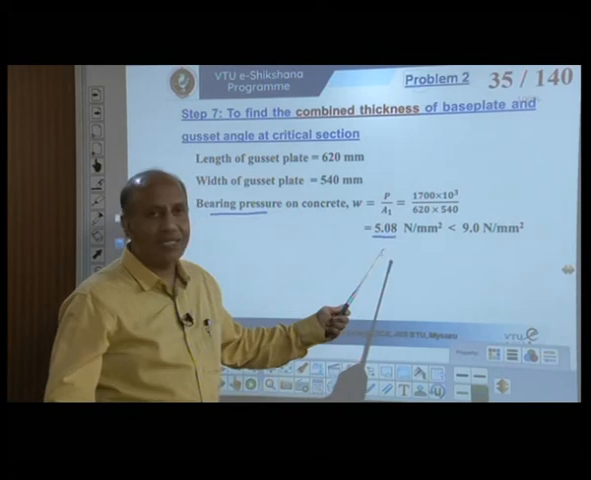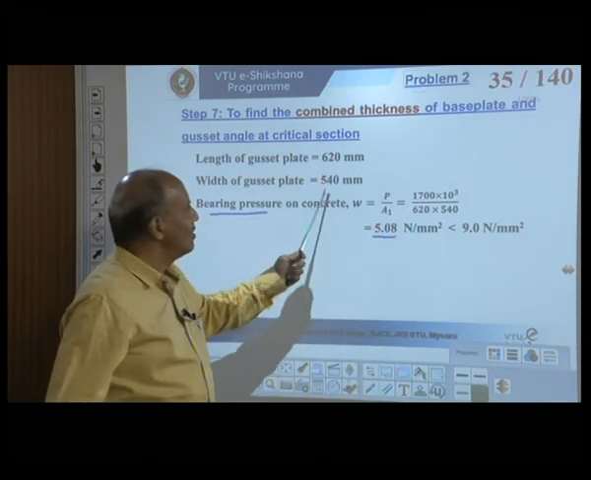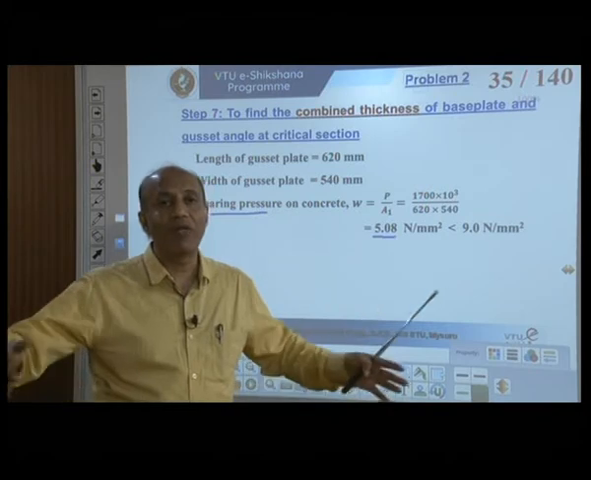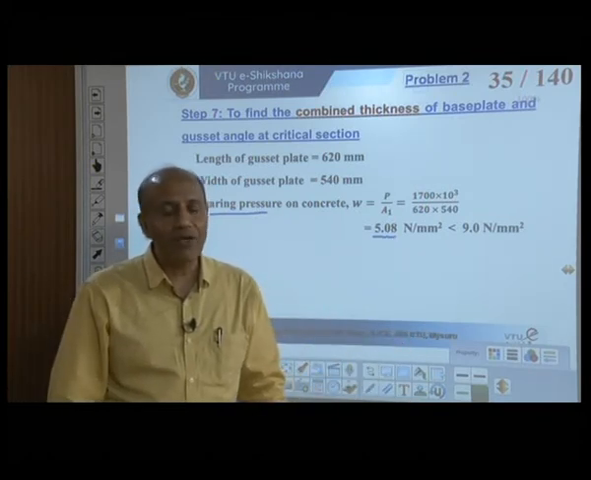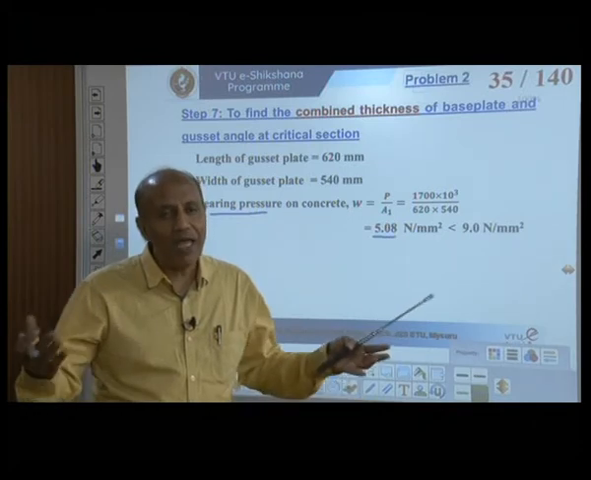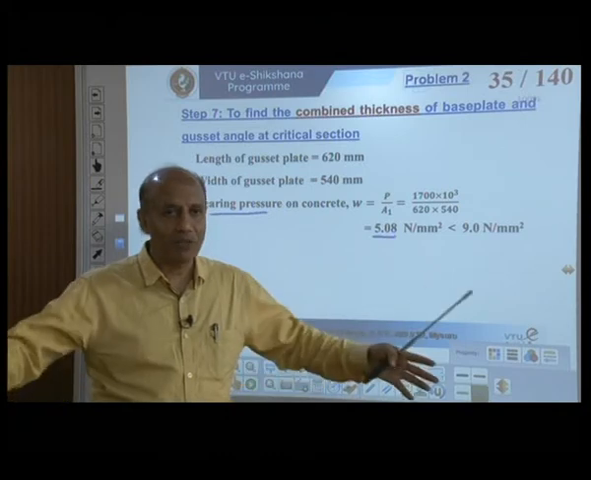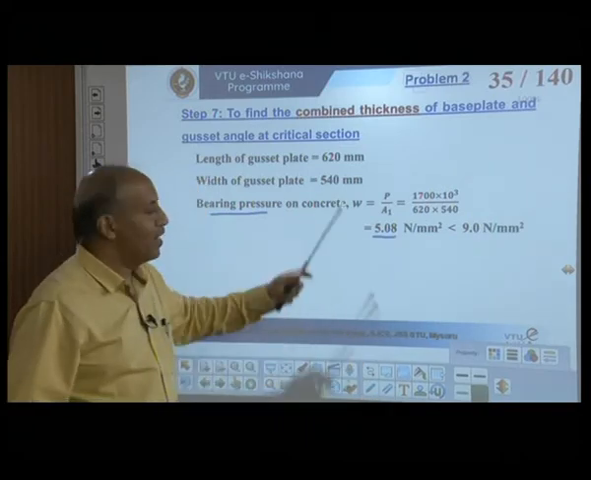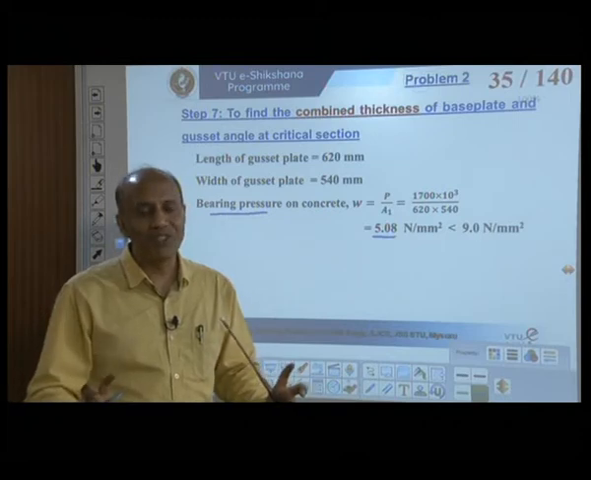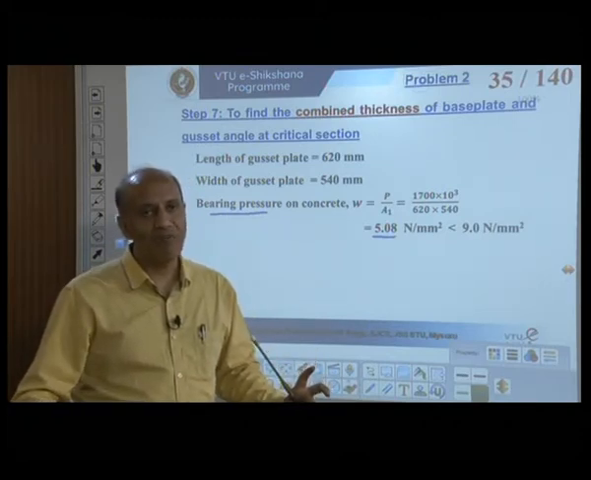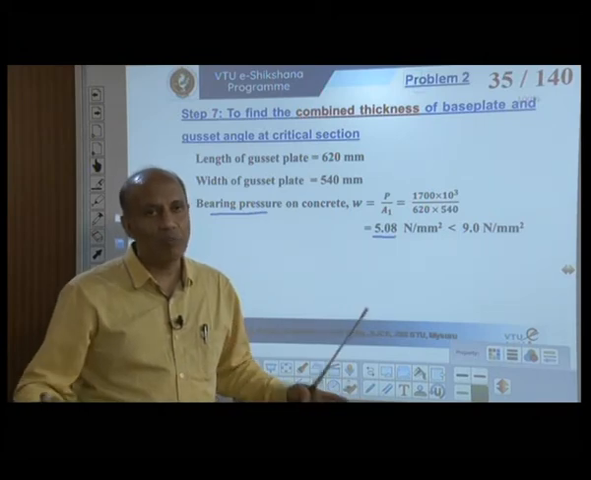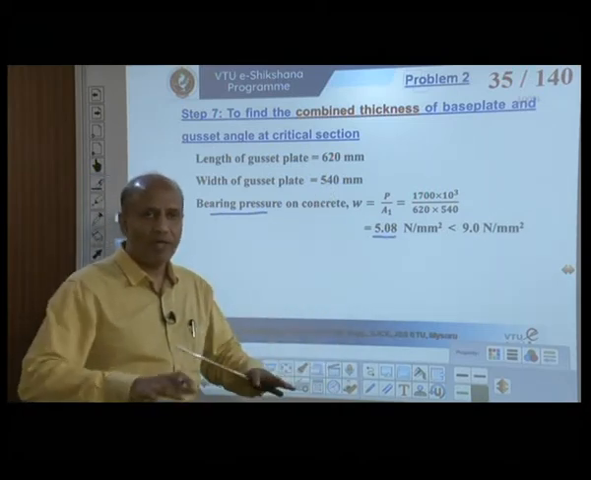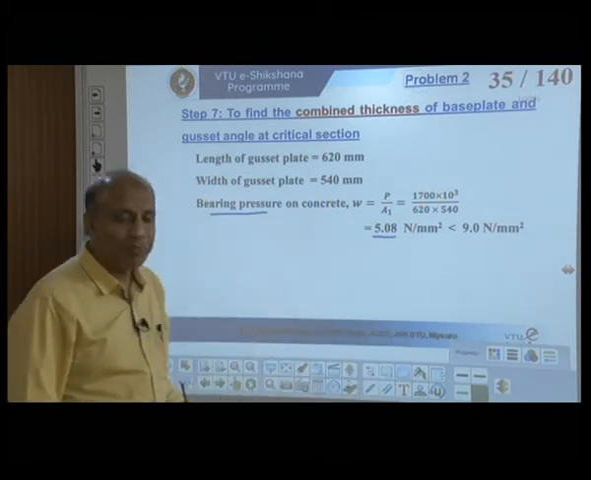Now, please understand why I could not provide a smaller size plate so that I could have pushed the pressure higher: because of the limitation. With respect to the length direction, I have to put the gusset angle, and I cannot have a lesser length than that. We have hardly taken 8 millimeters larger; from 612 we have rounded off to 620. With respect to the width direction, you have already seen that I should accommodate 8 bolts, that is 4 on this side of the flange and 4 on this side of the flange, in the gusset angle, and hence I am supposed to take at least 540 millimeters. Because of that, the pressure on the concrete is sufficiently small when compared to its bearing strength.